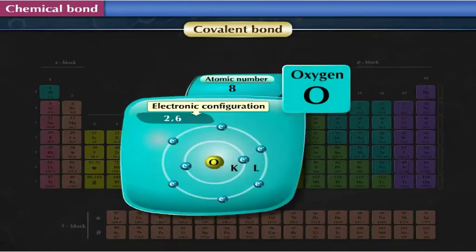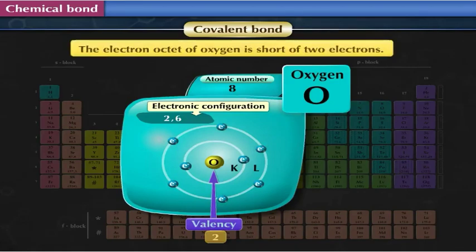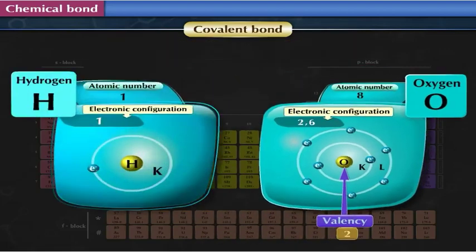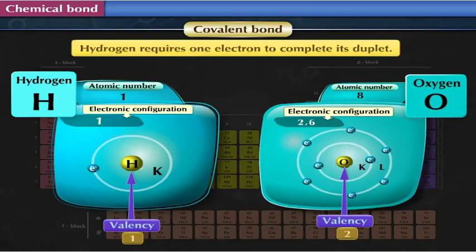The electronic configuration of oxygen is 2, 6. There are 6 electrons in the valence shell of oxygen. This indicates that the valency of oxygen is 2. The electron octet of oxygen is short of 2 electrons. The electronic configuration of hydrogen is 1. There is 1 electron in the valence shell of hydrogen. This indicates that the valency of hydrogen is 1. Hydrogen requires 1 electron to complete its duplet.